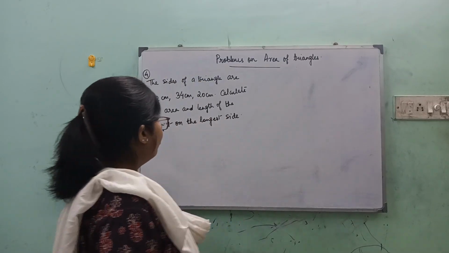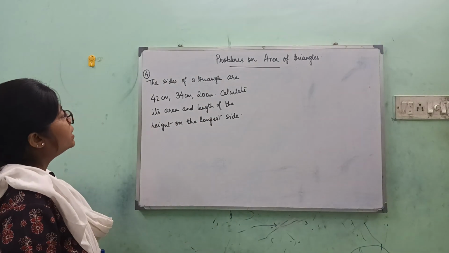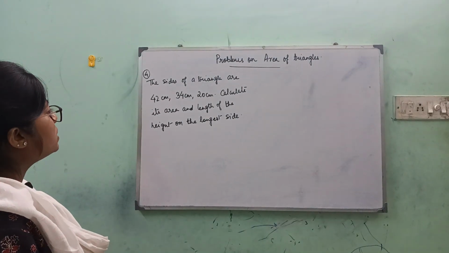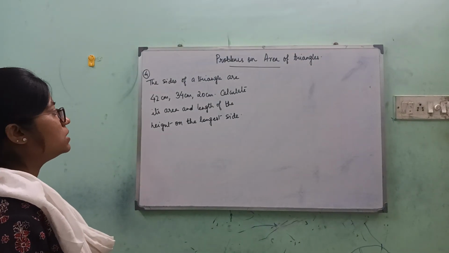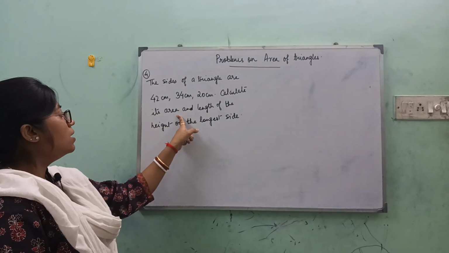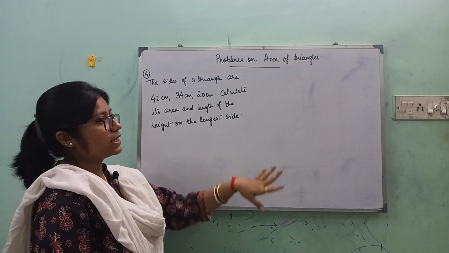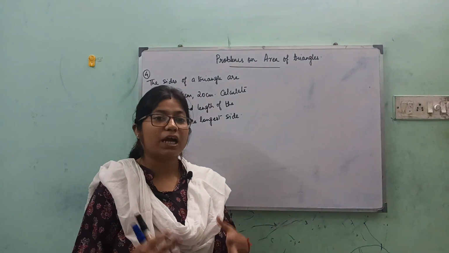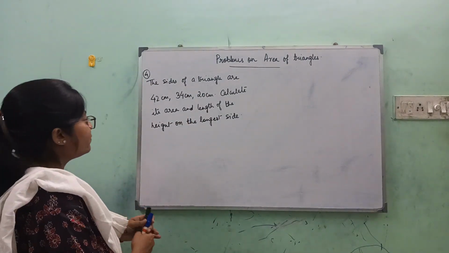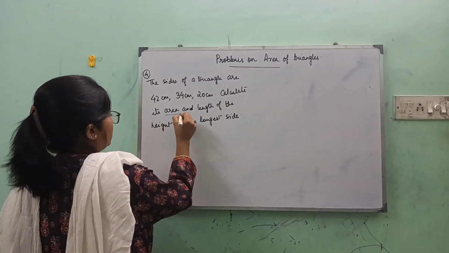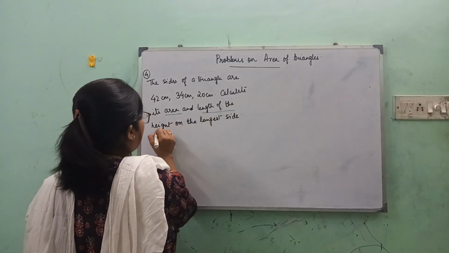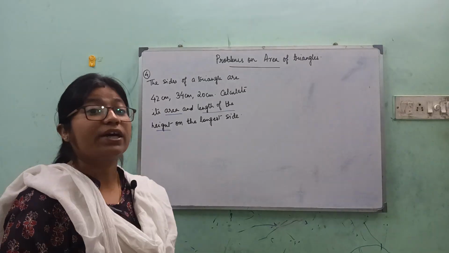Okay, the next sum on board. The sum says the sides of a triangle are 42 centimeter, 34 centimeter and 20 centimeter. You have to calculate its area. That's not the end. Length of the height on the longest side. So here two sums have been clubbed together. First is to find the area. This is the first question. Second question is the height corresponding to the longest side.